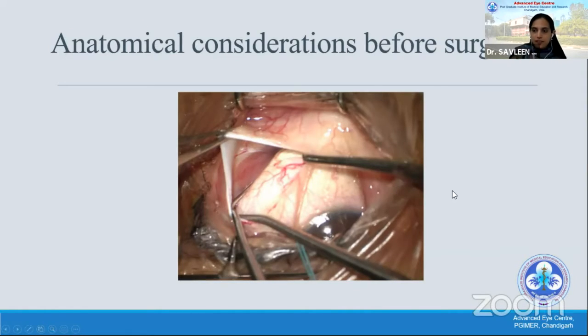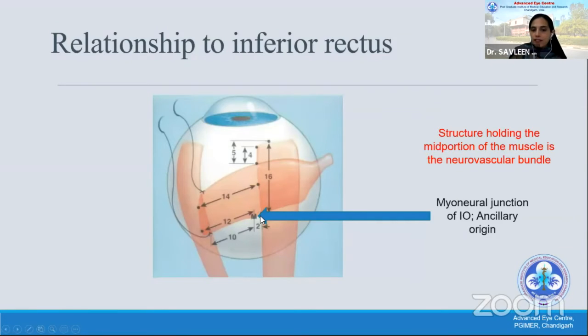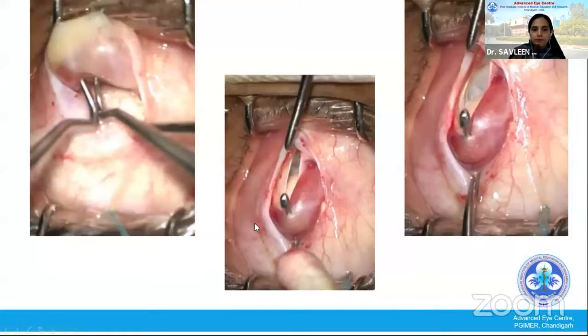It's a bulky muscle, it's a vascular muscle, primarily because of its neurovascular bundle, which is found at this myoneural junction. It is the structure which is believed to be holding the mid portion of the muscle and act like an ancillary origin, which is important when we are dealing with especially anteriorization surgeries of the inferior oblique.